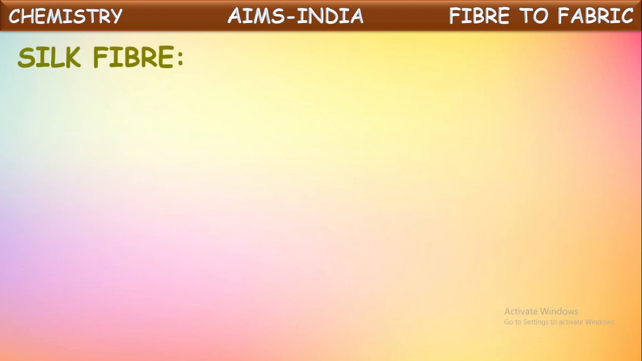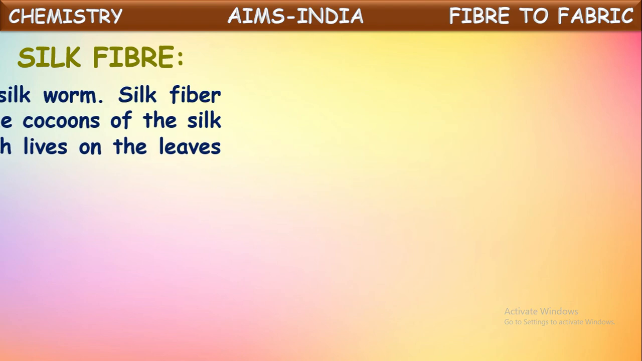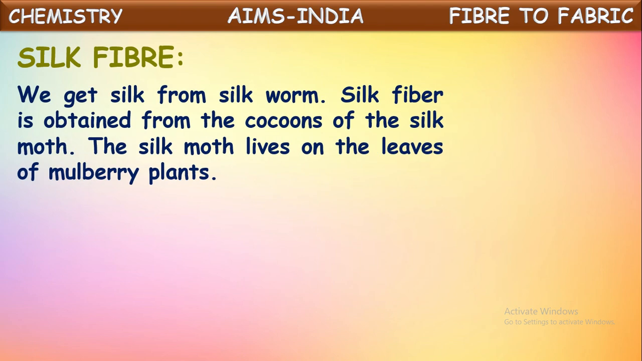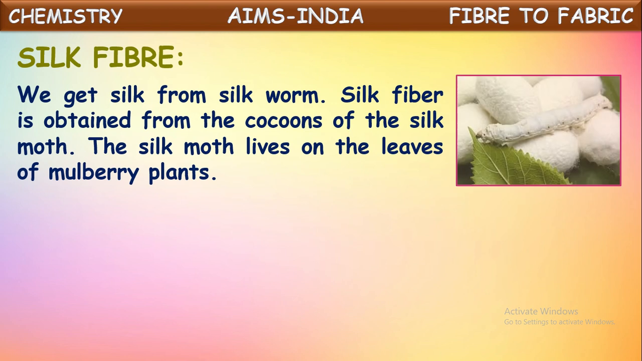Next, one more animal fiber, that is silk fiber. Silk fiber is also one of the animal fibers because it is derived from silkworms. So we get silk from the silkworm. Silk fiber is obtained from the cocoons of the silk moth. Say this is a silkworm. It creates these silk cocoons. From these cocoons, silk fiber is obtained.